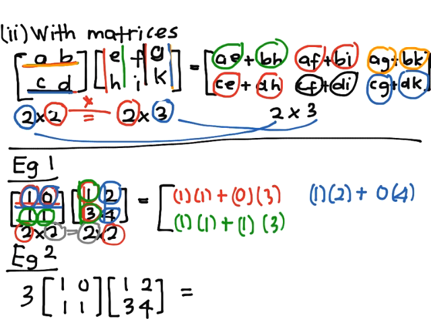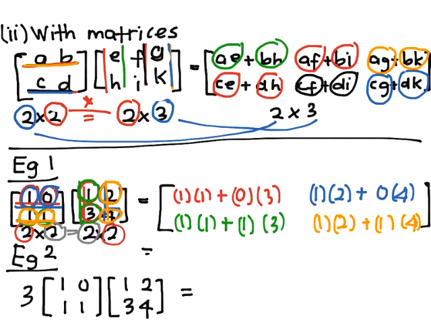Last value, we have the second row of the first matrix with the second column of the second matrix. So we have 1 multiply with 2, always go with plus, and 1 multiply with 4. So that's going to be our matrix. We always need to simplify for our final answer.